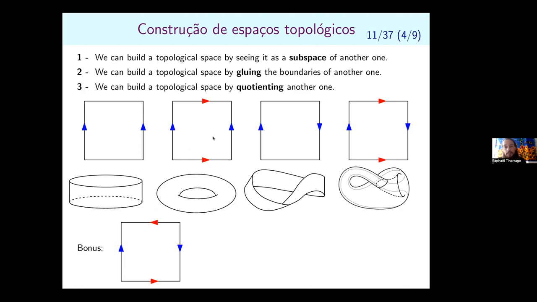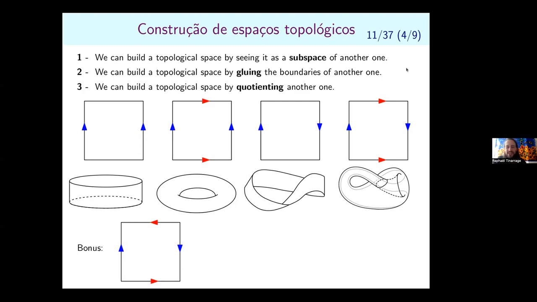I can go further. I wish to glue these two opposite sides, but also the other pair of opposite sides. So I first glue the first pair, I get a cylinder, and then I have two boundary circles that I want to glue onto each other. If I do that, I can deform a little bit, and in the end, I get a torus. I hope this is clear. Interrupt me if not.